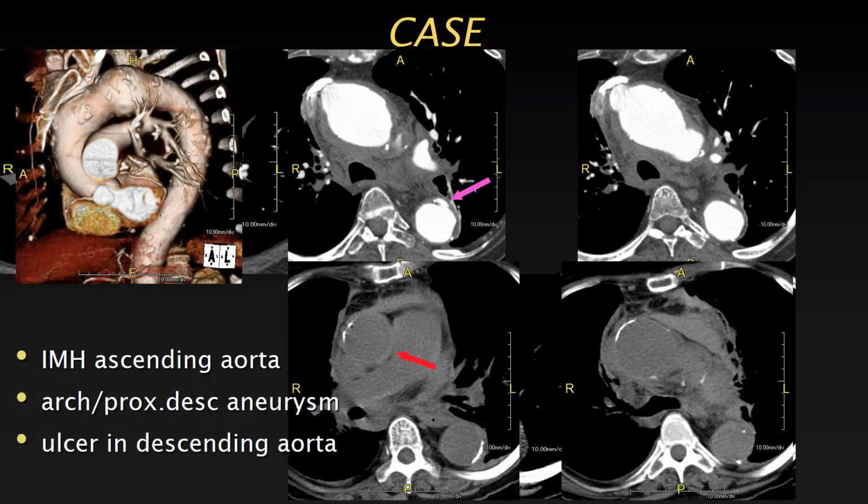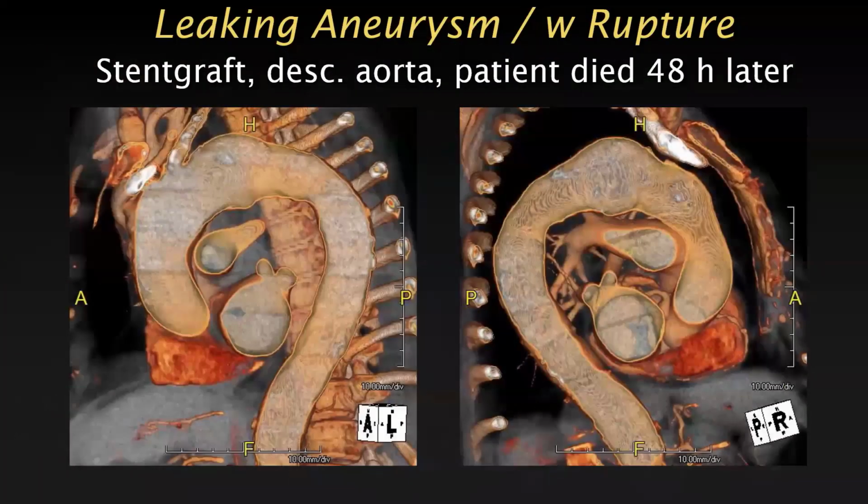So what do you think is a culprit lesion and needs to be treated? Is it the type A IMH? Is it the arch aneurysm? Or is it the penetrating atherosclerotic ulcer in the descending thoracic aorta? Well, it's not that easy, and I think there were not 100% clear opinions even when we read this study prospectively.